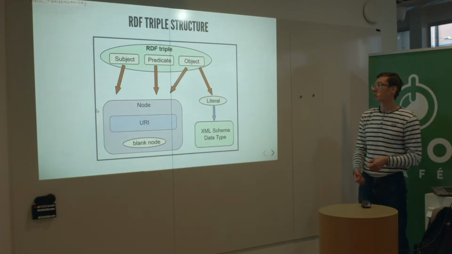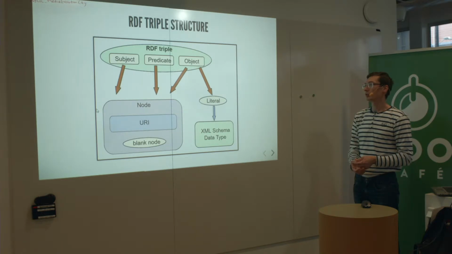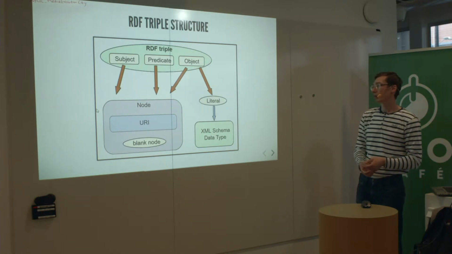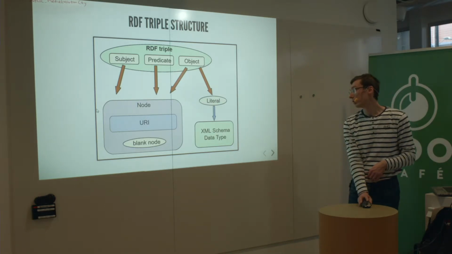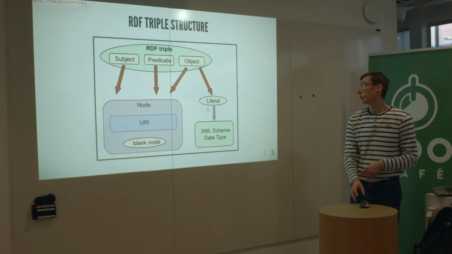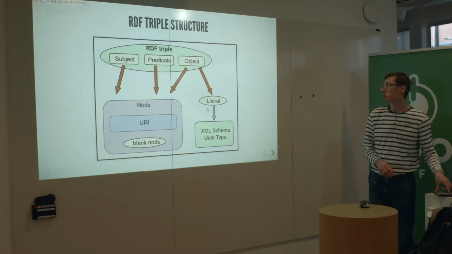Well, it's just a slide to summarize the structure of an RDF triple. So three components. All three can be URLs, but the third one, the object, can be a literal, because when you have a graph, it has to terminate sometimes.